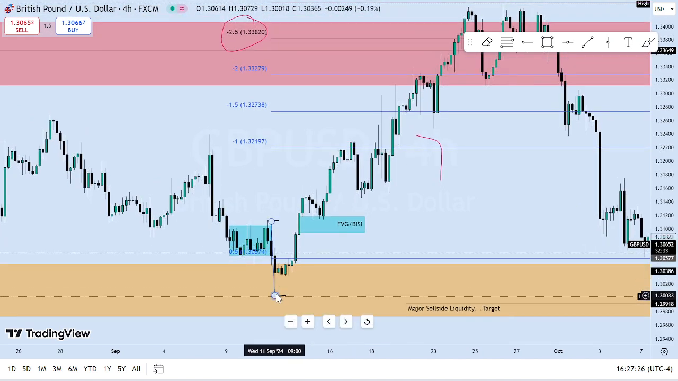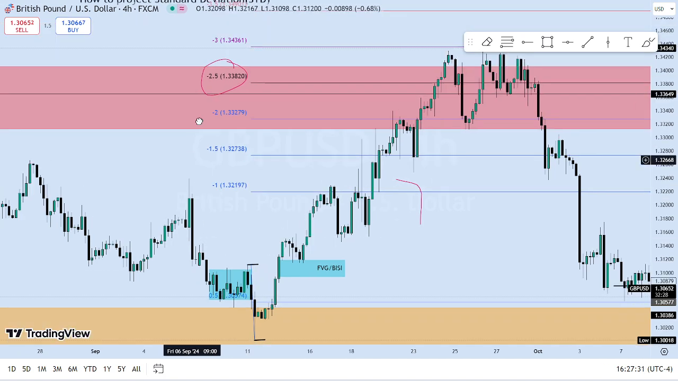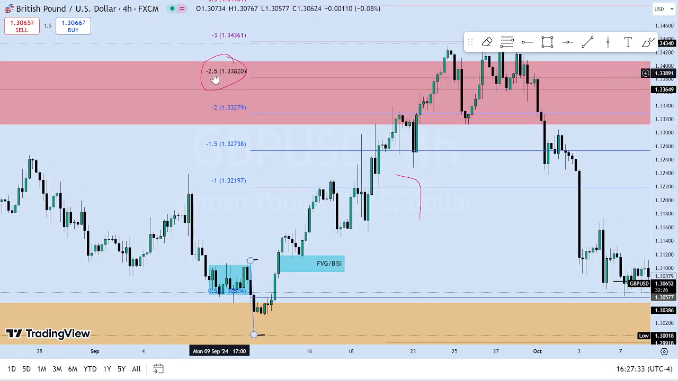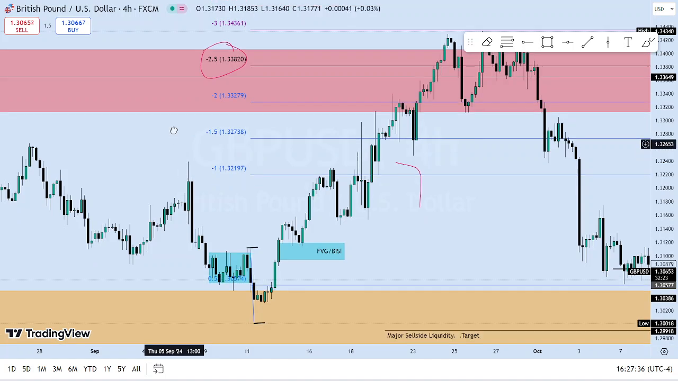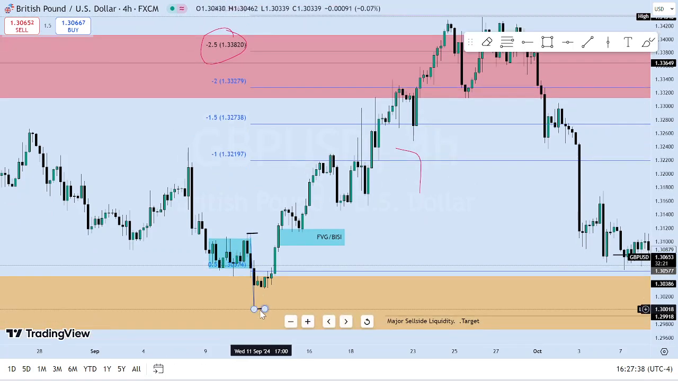You can anchor your standard deviation. Then you target minus 2 to minus 2.5 for your profit. Then you can put your stop loss below here.